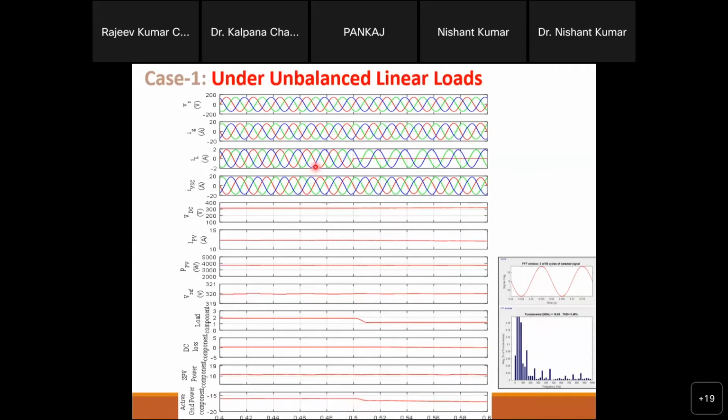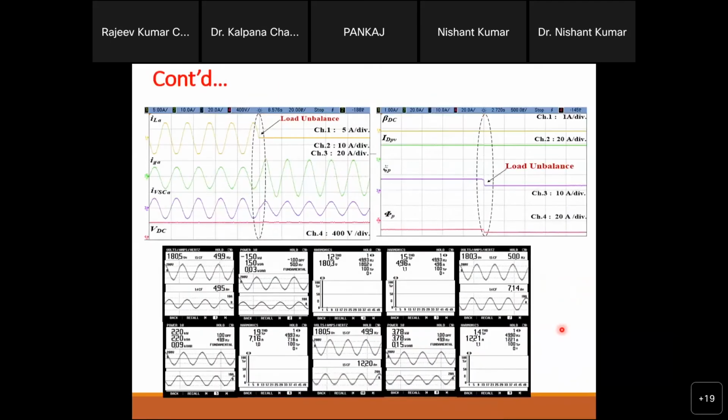And this is a pure linear load, so the THD is also very low, around 0.48%. This is the hardware result also. You can see this is the load unbalance point, and after that the system reacts like that. The grid current increases, meaning the amount of power going into the grid has increased. In these situations the grid current THD is smooth, this is 1.5%, and the load is also linear, so this is 1.9%. So this is the linear condition.